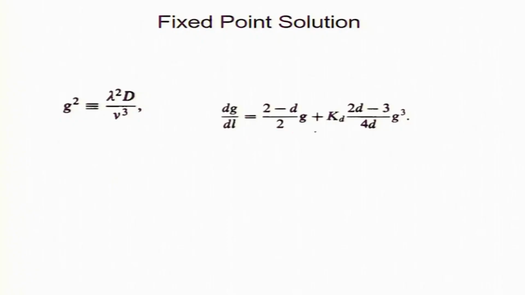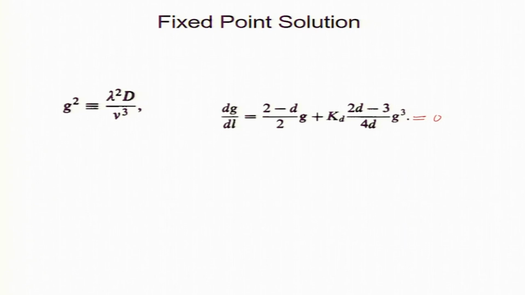So, dg by dl is this. Well, I already know d lambda by dl, d D by dl and d nu by dl, so I can derive it. Now, look for the fixed point. Fixed point means I set it to 0. So, G is like strength, they call it the strength of this stuff.